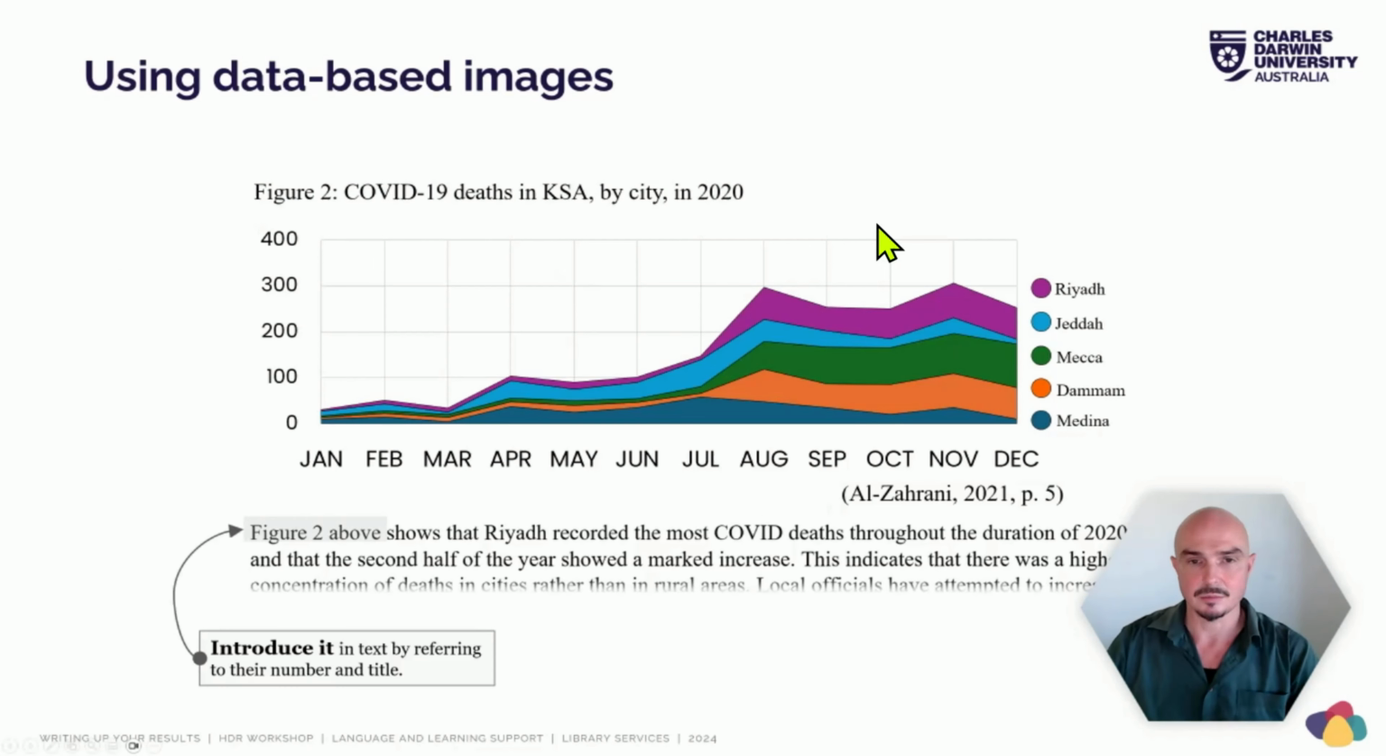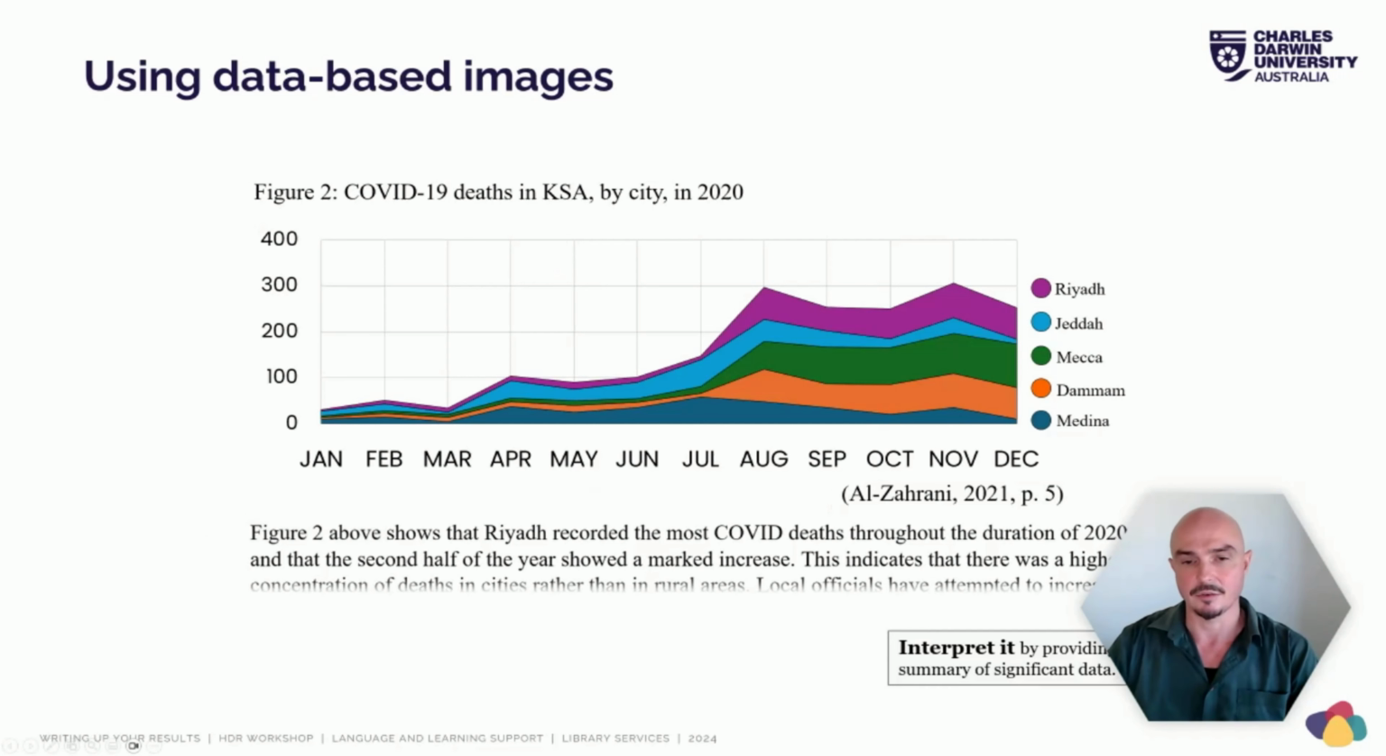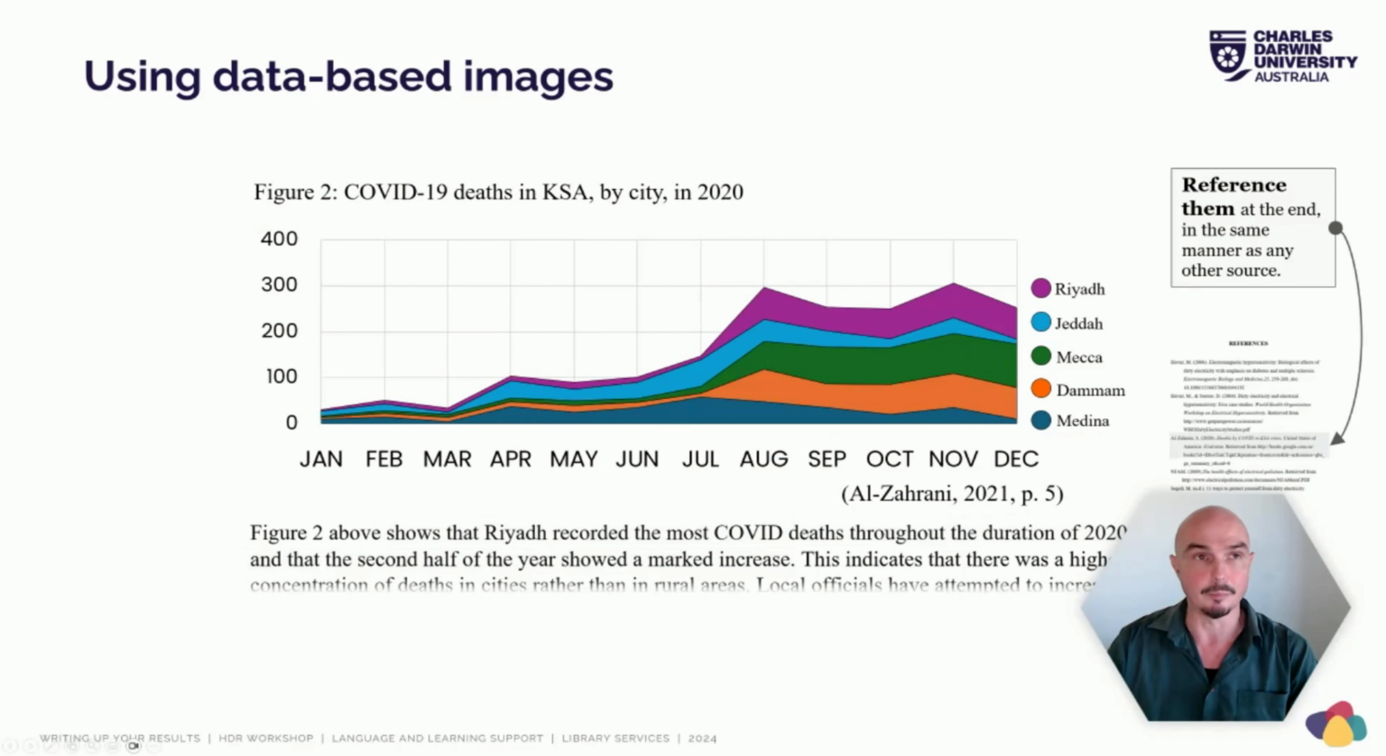It's good practice when we use a graph or a chart to introduce it in the text and to do some kind of interpretation of the key data in the graph. Now, if it's your data, there's no need for a citation, but if you are using someone else's graph or chart, then along with the citation, you'll need the full bibliographical reference at the end of your document.